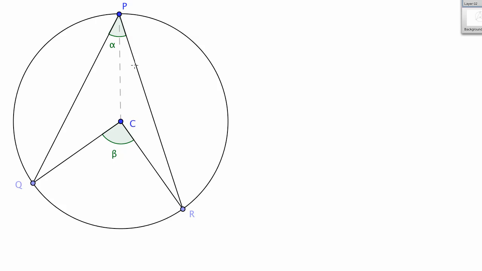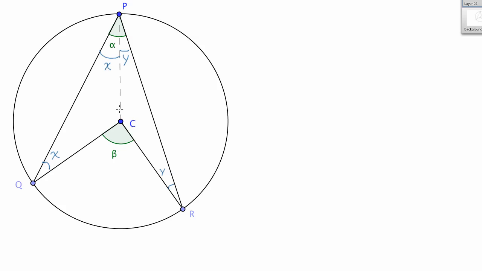Now, let's add a couple of lines here. We've already added the line from P to C that's a help line. We'll divide this angle alpha up into two. This one, which I can call X, and this one here, which we can call Y. Now, if you note that this triangle, PCQ, it's isosceles because one of the sides, PC, is the radius of the circle, and so is the side CQ. So this angle is also X. And in the same way, this triangle, PCR, is isosceles, so this angle is also Y.